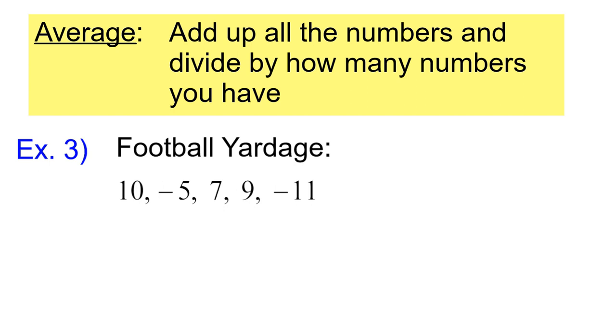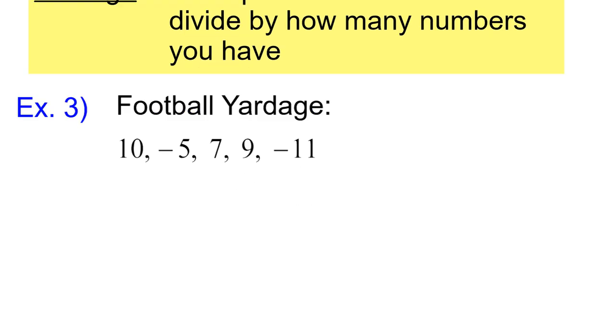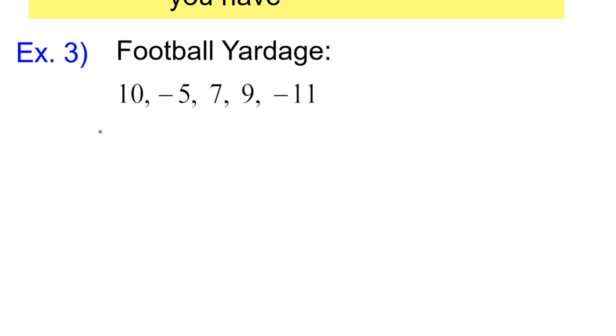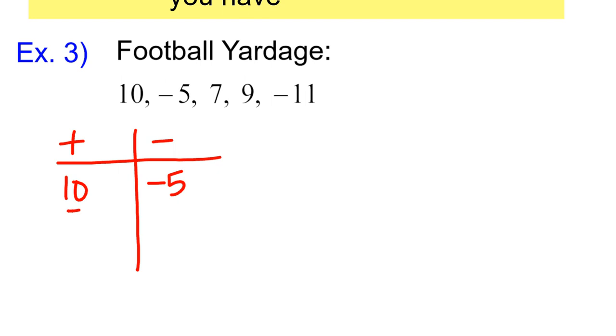Now there's a couple different ways that we can do this. One of the ways that you can attack this is to add the positive numbers, then add the negative numbers, and then put it all together. So let's list the numbers on the correct side. The 10 goes on the positive, negative 5 on the negative, 7 on the positive, 9 on the positive, and negative 11 on the negative.